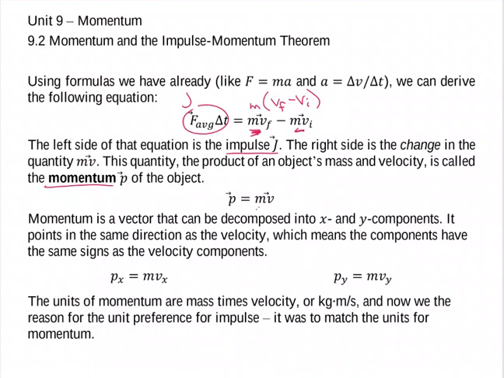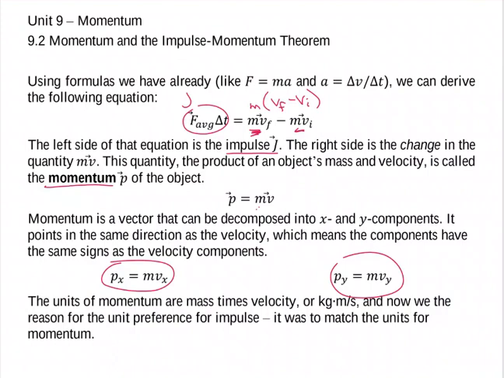It is a vector that can be decomposed into x and y components like we've been doing pretty much all year. And it points in the same direction as the velocity, which means the components have the same signs as the velocity components, which is great. Momentum in the x direction is just mass times velocity in the x direction. Momentum in the y direction is mass times velocity in the y direction. So that's pretty easy to work with.